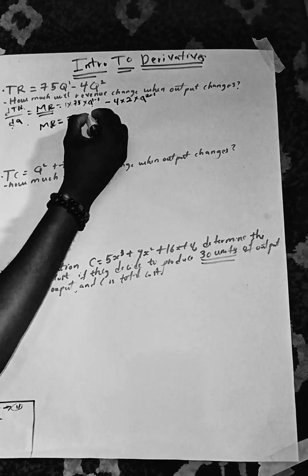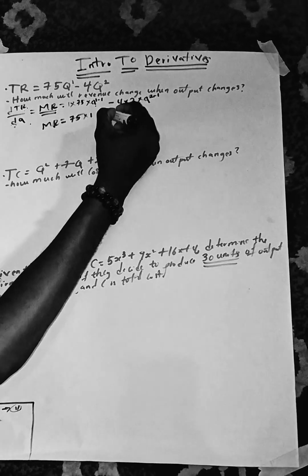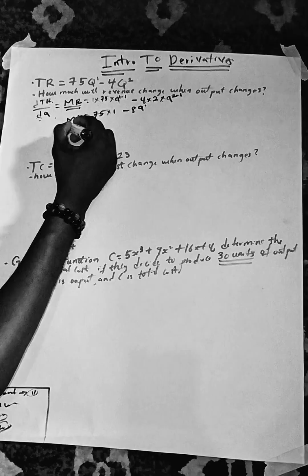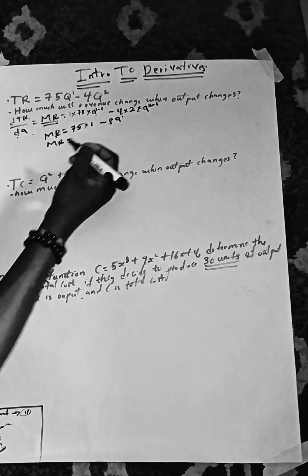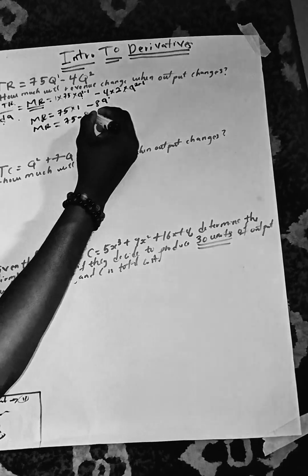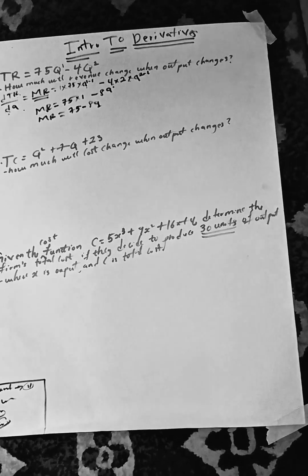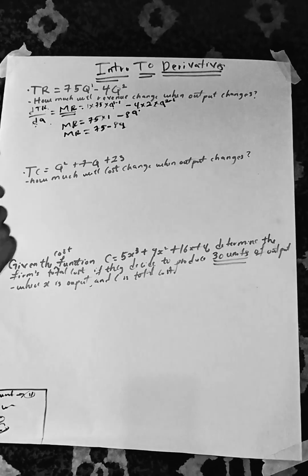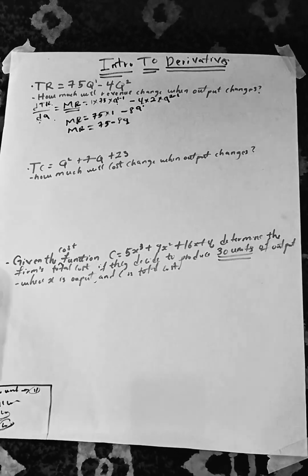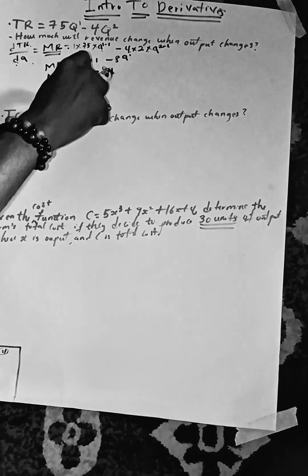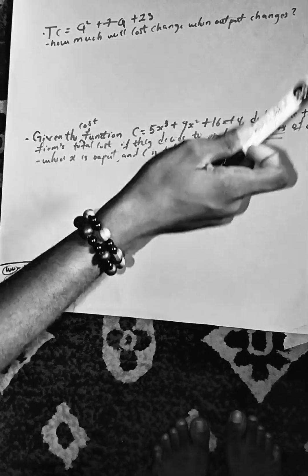So just 75 times 1 minus 4 times 2, that's 8. 2 minus 1 is 1, so we have 8q. So your marginal revenue, or the firm's marginal revenue, is equal to 75 minus 8q. The interpretation of this is that whenever the firm increases output by a unit, their marginal revenue, or the extra revenue they will earn, will be exactly 75 minus 8 times the number of goods they produce.